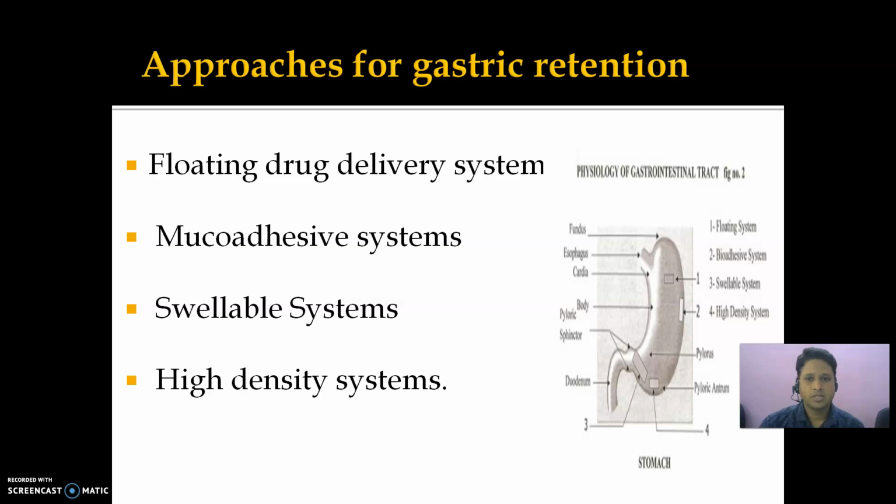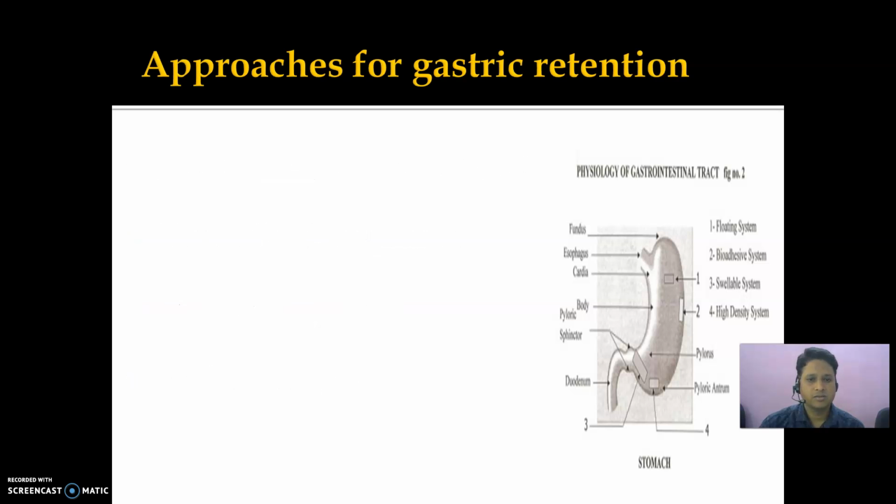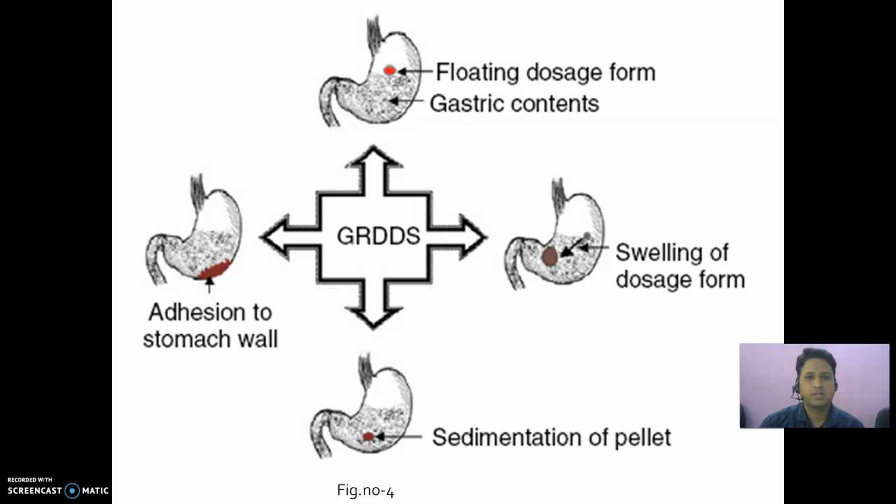There are various approaches for gastric retention, which can be divided into various types like floating drug delivery system, mucoadhesive system, swelling system, and high density systems. So what does this mean? It can be clear from this image.